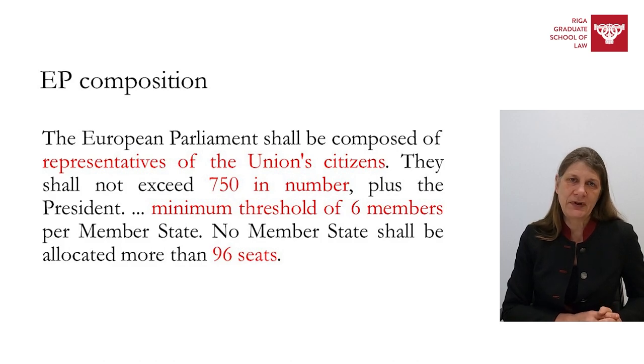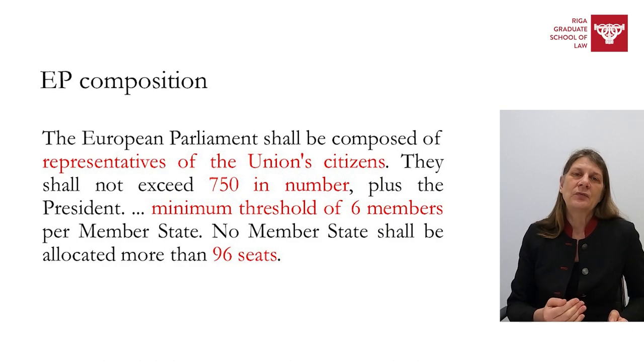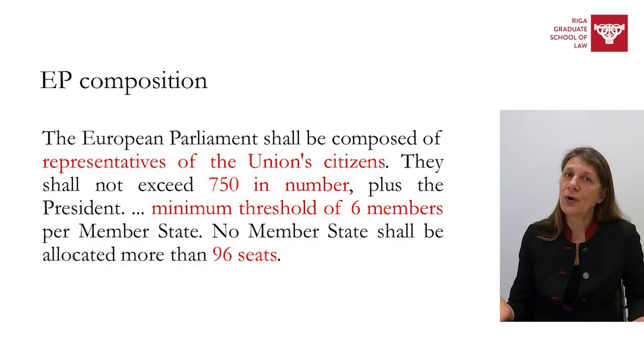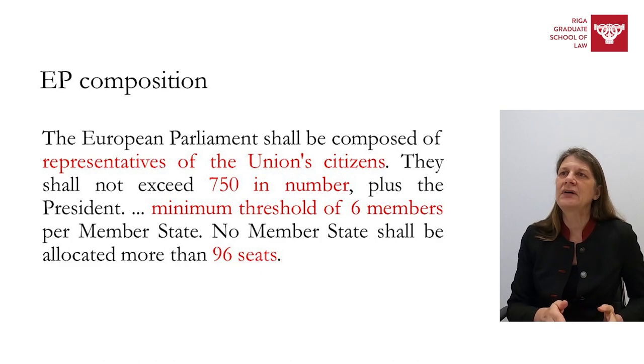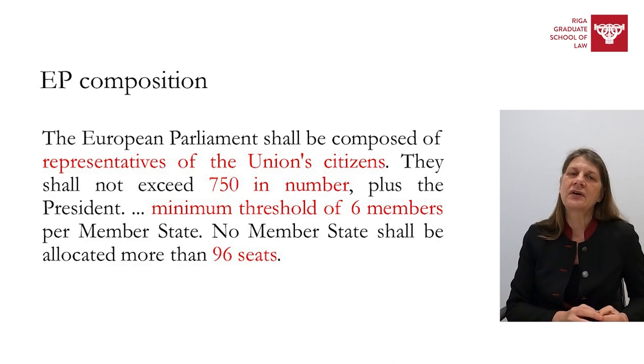750 MEPs, members of the European Parliament, and the minimum number, the threshold, even if the country is as small as Malta, is six members of the European Parliament. So the maximum is 96, the minimum is 6. Altogether 750. And if we add the President of the European Parliament, we get the number 751.